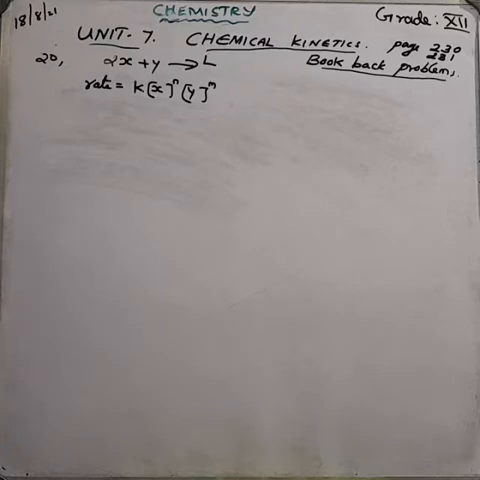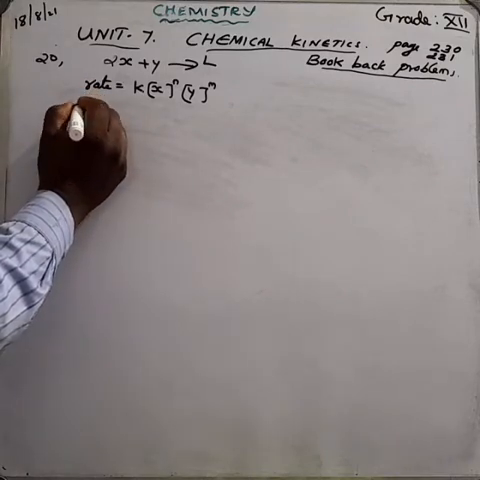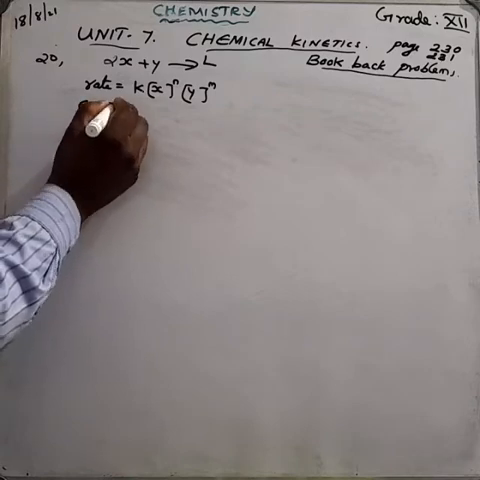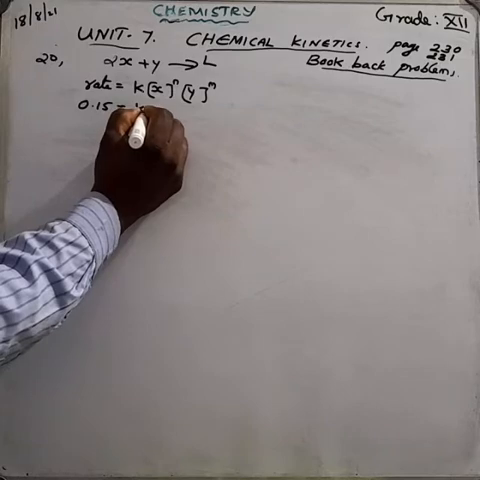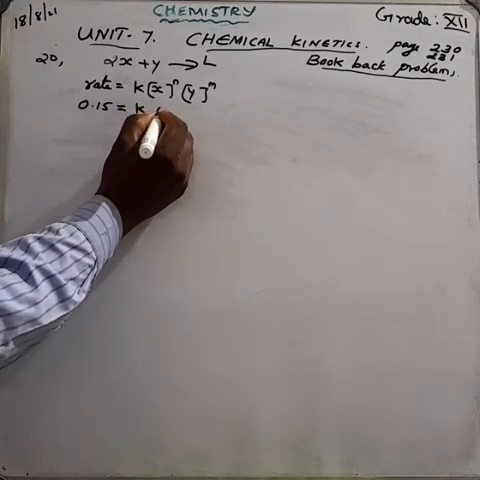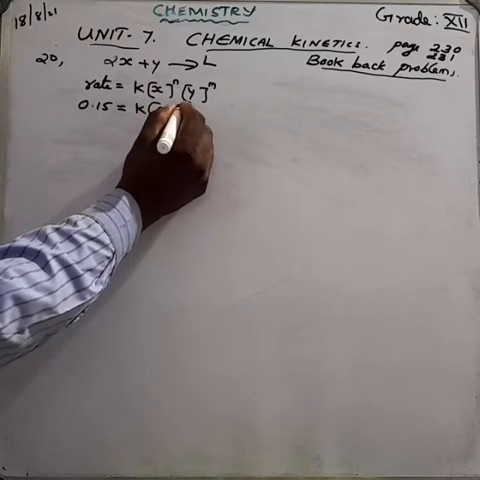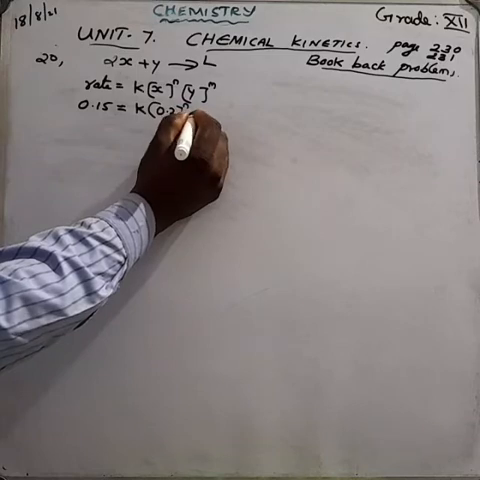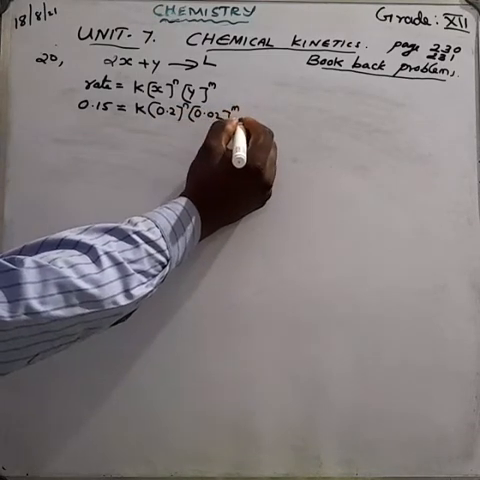As per the tabular form, all of you please look at the tabular column. The rate value for the first one is 0.15. That is equal to k into, what is the value of X? Look at the tabular column. X value is 0.2 power n. What is the value of Y? 0.02 power m. That is equation number 1.